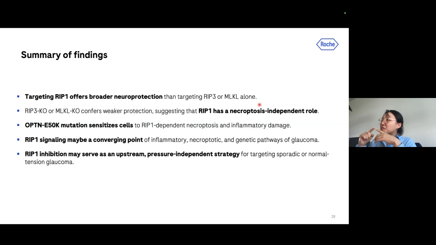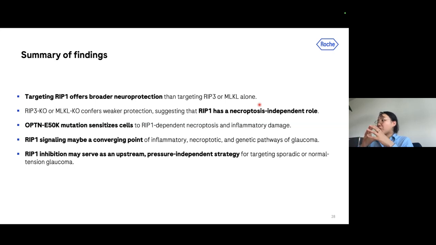Finally, we show that OPTN malfunction, either via knockout or E50K mutation, enhances RIP1-dependent inflammatory signaling. It confirms that RIP1 is not only a downstream effector, but also a key junction integrating genetic risk as well as stress response in glaucoma. So in the end, the message is clear: RIP1 is a druggable molecule that integrates inflammation, necroptosis, and also genetic susceptibility in glaucoma.